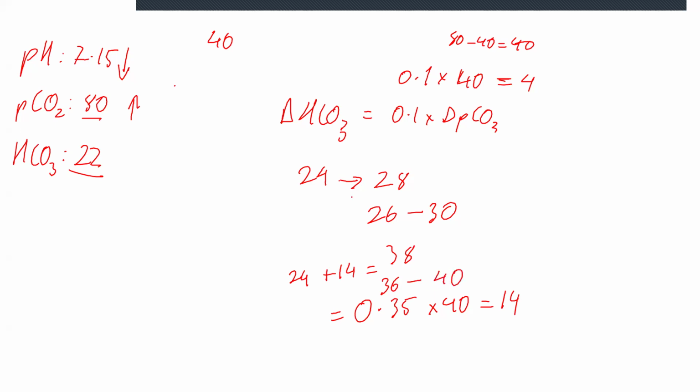Okay? Now, as you can see, in both the acute case and the chronic case, the HCO3 is far too low. It's below both of these ranges. All right, this tells us that there is a metabolic acidosis on top of our respiratory acidosis. Or in other words, we have an uncompensated respiratory acidosis with a metabolic acidosis.